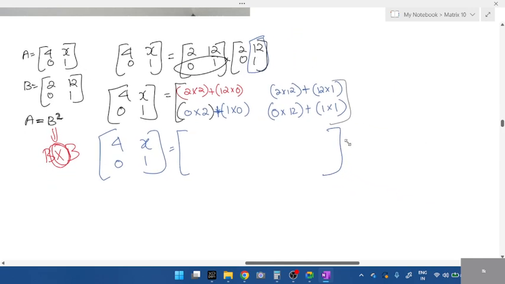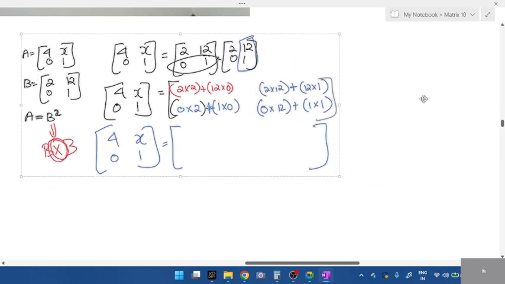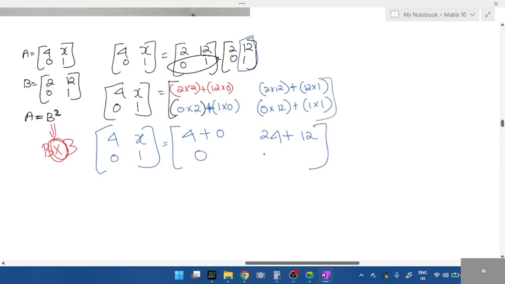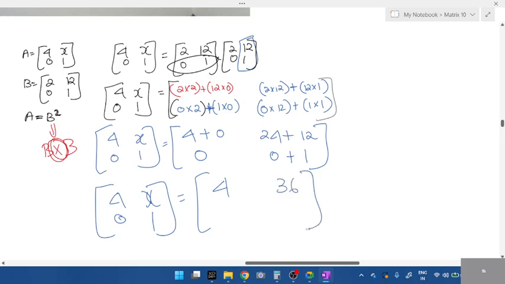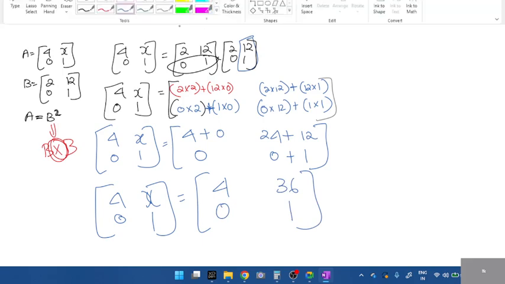So we haven't started negative numbers. All are positive. If negative, you get negative, even that is confusing. So you get 4 plus 12 zeros are 0. Here, what did you all get? 24 plus 12. Here, completely it is 0, right? 0 plus 1. 4 plus 0 is 4. 24 plus 12 is how much? 36.